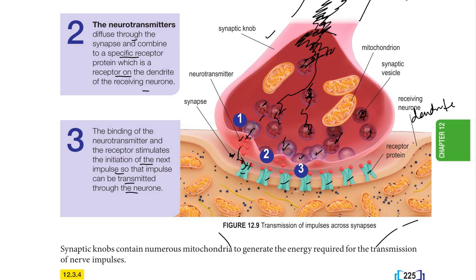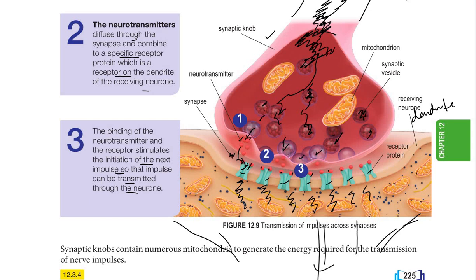So when this neurotransmitter binds with the protein, it will initiate the next impulse, in the form of an electrical signal. Then it flows through the axon of the receiving neuron. Okay, clear or not?